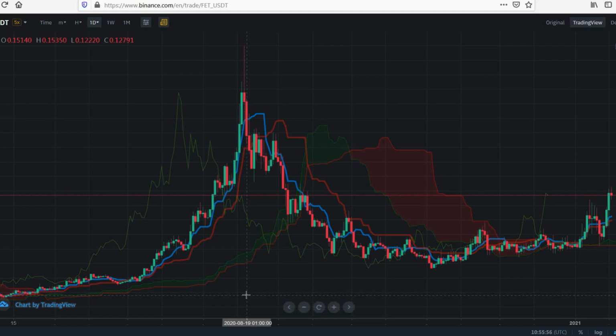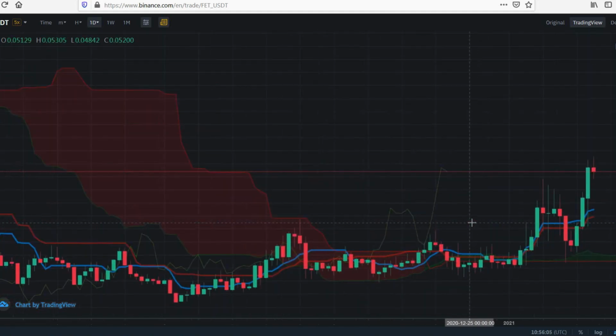Right, let's have a look at the Ichimoku cloud, and I'll explain how to use it. Basically, it's not as complicated as you might think, but there's a few things you look for. So first of all, what can we see?